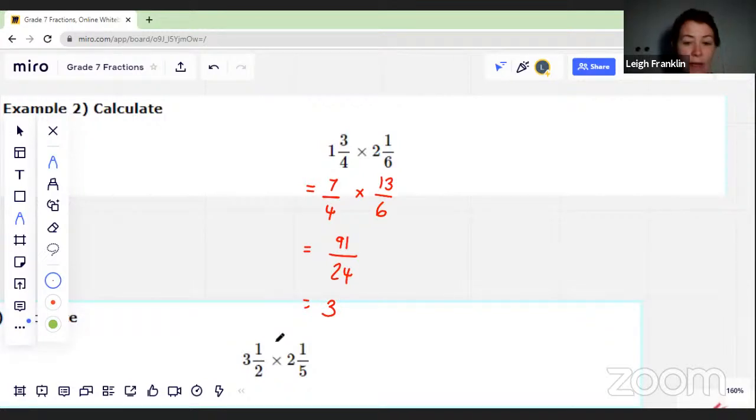All right, and that's going to leave us with how much? 19? Over 24. Indeed. Good job.